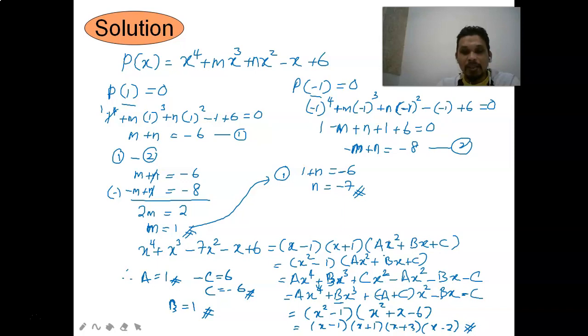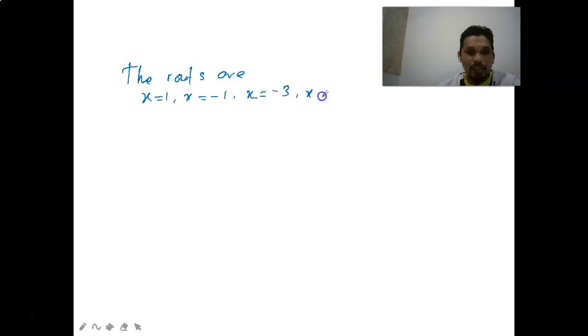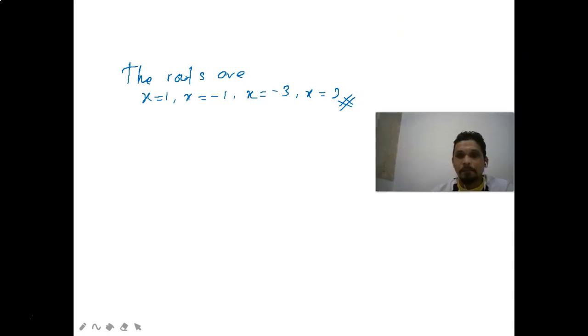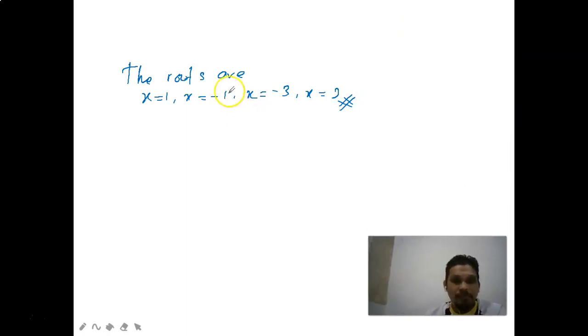Okay, so then the roots are x equal to 1, x equal to negative 1, x equal to negative 3, and x equal to 2. There you go.